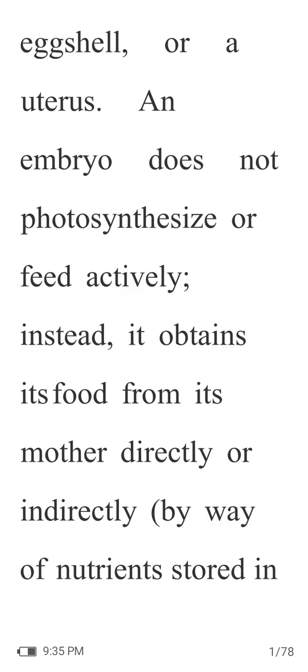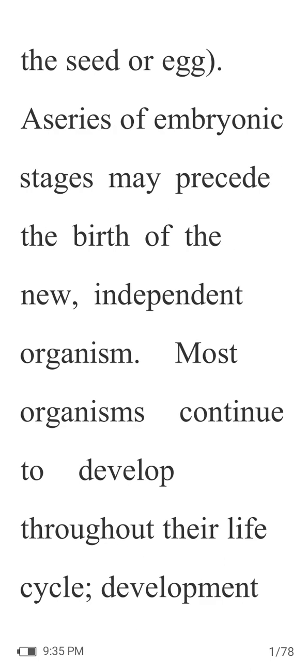Sometimes the embryo is contained in an eggshell or a uterus. An embryo does not photosynthesize or feed actively. Instead, it obtains its food from its mother directly or indirectly by way of nutrients stored in seed or egg. A series of embryonic stages may precede the birth of the new independent organism.